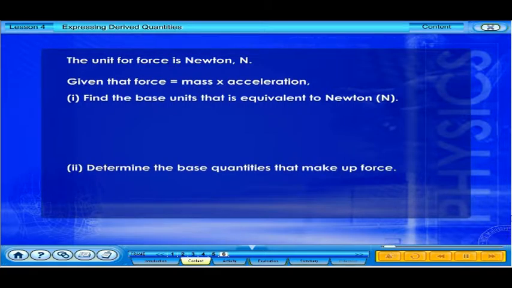The unit for force is Newton. Given that force equals mass times acceleration, find the base units that is equivalent to Newton. Determine the base quantities that make up force.